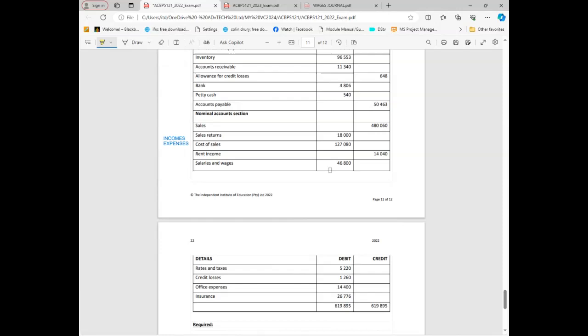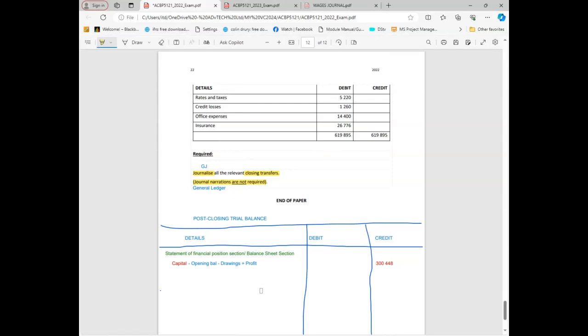Income plus salary minus wages. Meaning, what we do, you take all the income. Remember, under the nominal account section, everything on the credit is income. So you take everything in the credit, you add them together, you minus everything on the debit. You will get that profit, and you add it here. I don't know if you're with me.